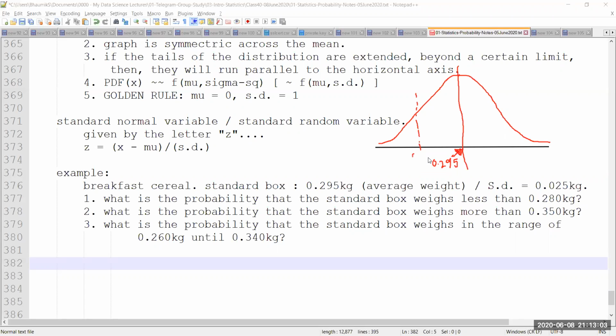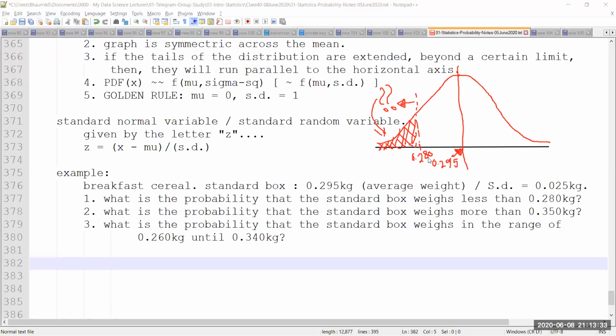Let's say this value is 0.280. Then my first question says, what is the probability that I pick up a random box, standard size, of that breakfast cereal, and it falls in this range? So this is what my area of interest is. Always try to visualize this in the form of an area of interest.